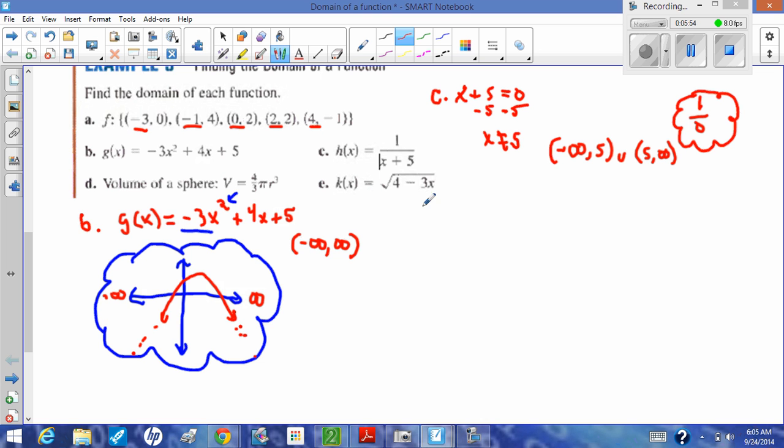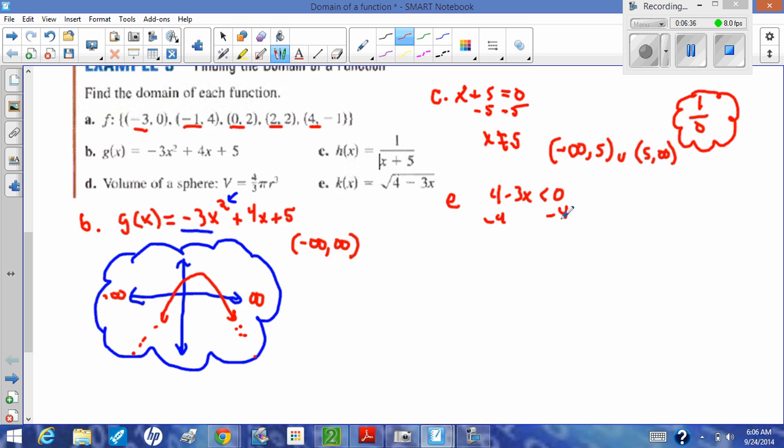Then we have a case with radicals. Where is a radical expression undefined? Well, that would be trying to take the square root of a negative number. So we're going to figure out, in part E, where we are taking the square root of a negative number. If I'm given the function k of x equal to the square root of 4 minus 3x, where is 4 minus 3x going to be less than 0? When is it going to be negative? So set it less than 0.